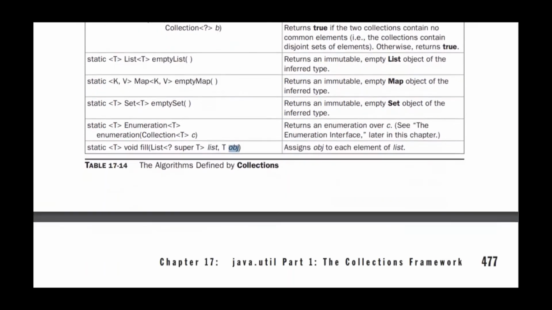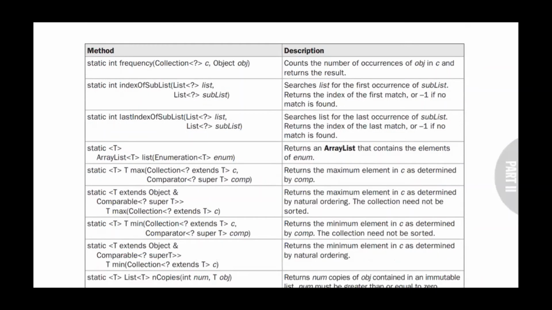The additional method that is present in this particular list of algorithms is frequency. Frequency will count the number of occurrences of an object in a collection and it will return the result. So how many times this object has appeared in the collection, that value will be returned.